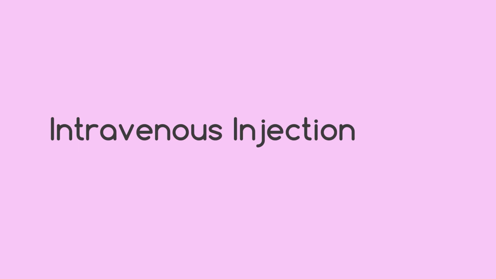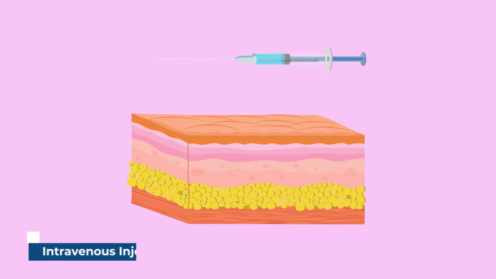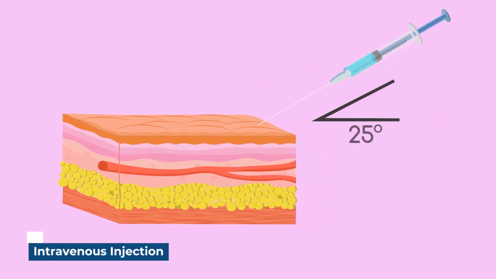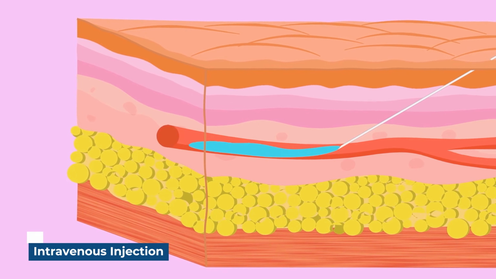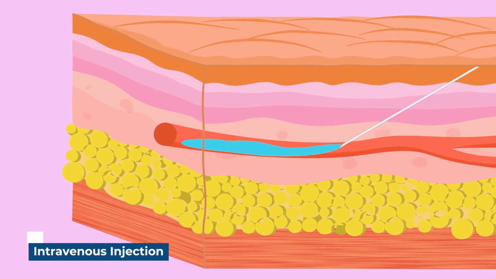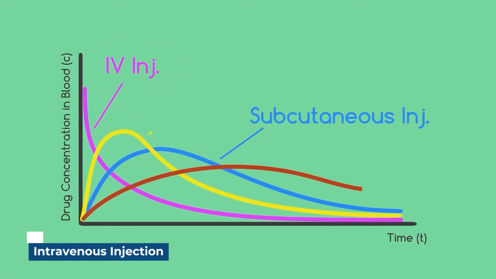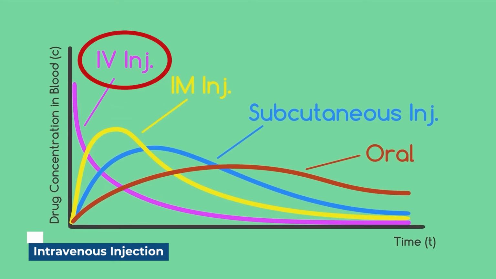Next, let's discuss intravenous injection. This type of injection is injected directly into a peripheral or central vein of the circulatory system. It's usually given at a 25-degree angle. The IV route is the fastest route of drug administration.